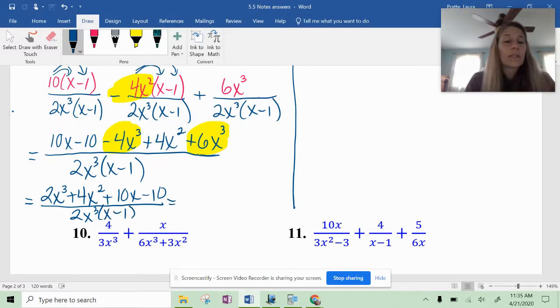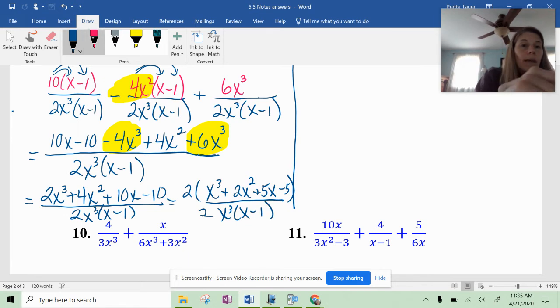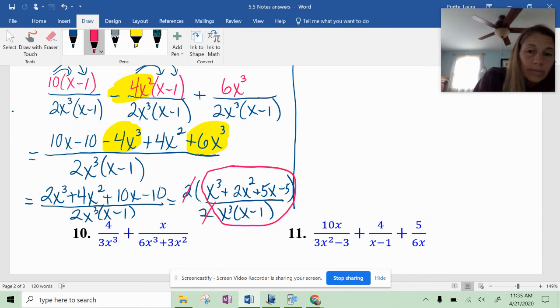And then the last thing I want to do is see if there's any GCF or any factoring that can happen with that numerator. The denominator is obviously already factored. So it looks like it can divide out a 2 from everything. So if I divide out the 2, I'm left with x cubed plus 2x squared plus 5x minus 5. And that's over 2x cubed times x minus 1. Now, because this GCF of 2 here can cancel out with that monomial right there, I believe the final answer for this one is this part here.